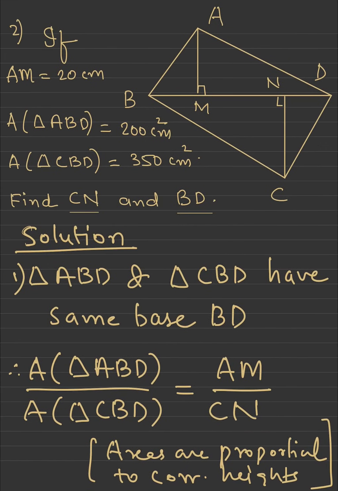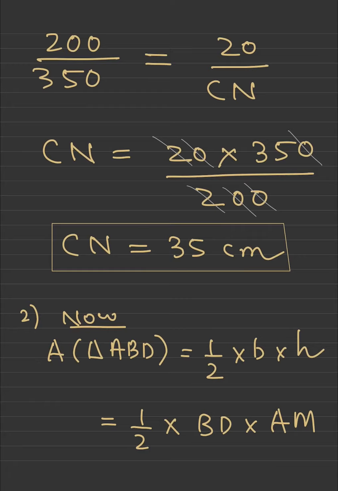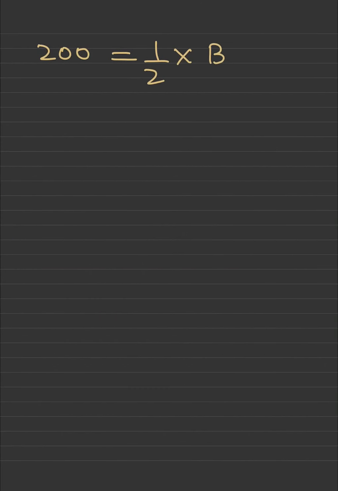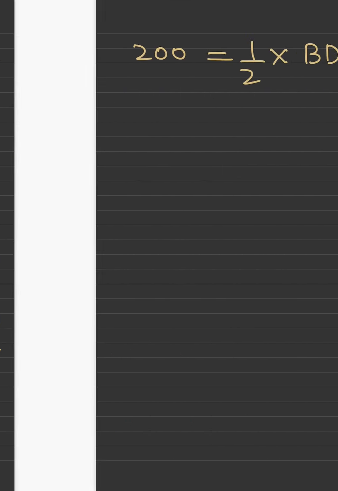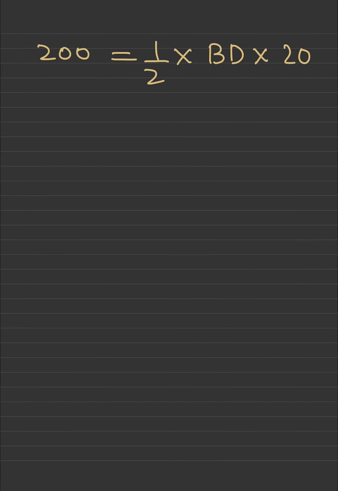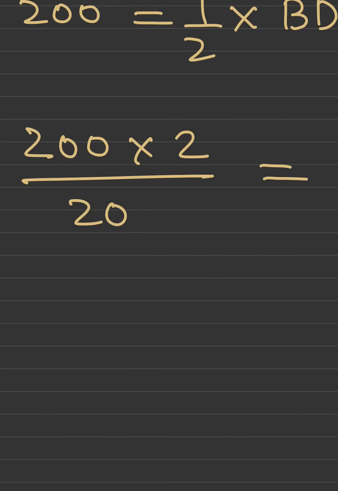Area of triangle ABD is equal to 200. So you have 200 is equal to half into base. Base is BD, that is what we have to find. Into AM. Go back to the question. AM is 20 centimeters. Again you cross multiply. So you get 200 into 2 upon 20 is equal to BD.